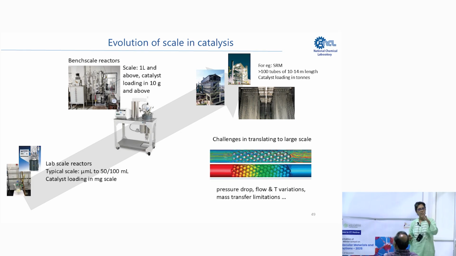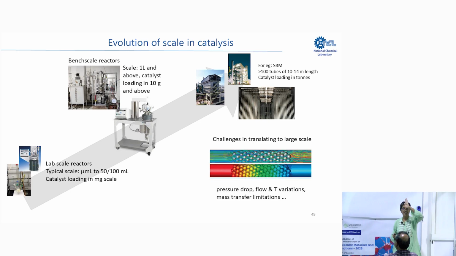Because you're all starting your research career, I wanted to talk about scale in catalysis. When you are doing something in the lab, you should keep in mind that your aim should be this. This is where you start: you do some 50 ml reactor with a catalyst amount of 500 milligram, but your aim is this, right? 10 to 14 meter length of tubes. Just recently I visited an industry where 288 such tubes are used for producing hydrogen through SRM.